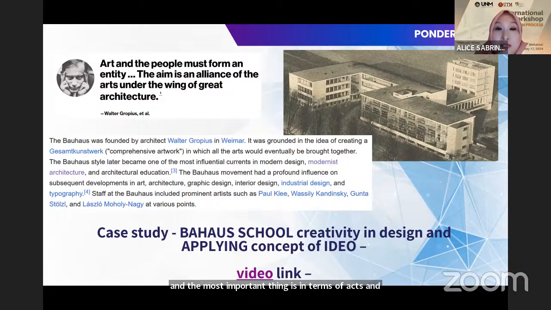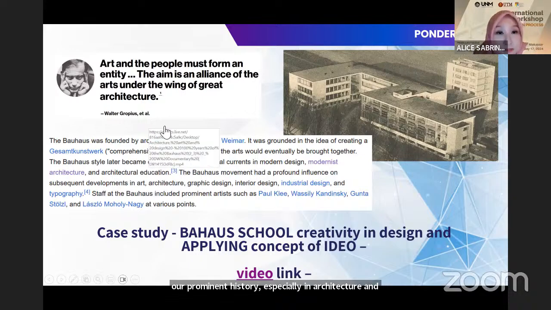And the most important thing is that Bauhaus School also produced a lot of famous designers and architects. One of them is Paul Klee, we have Marcel Breuer, we have Gunta Stölzl, and all of these people made a name in our prominent history, especially in architecture and also in the design aspect.